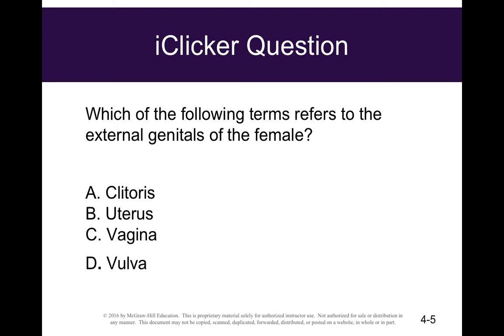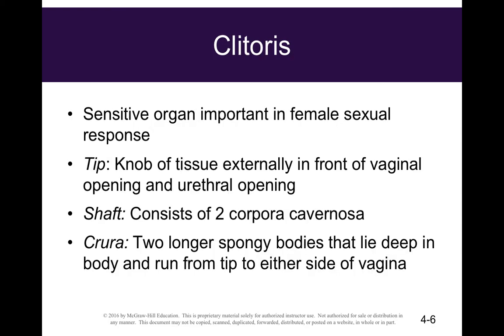Now we've got an iClicker question. Which of the following terms refers to the external genitals of the female? Is it A, the clitoris, B, the uterus, C, the vagina, or D, the vulva? D, the vulva, is the correct answer.